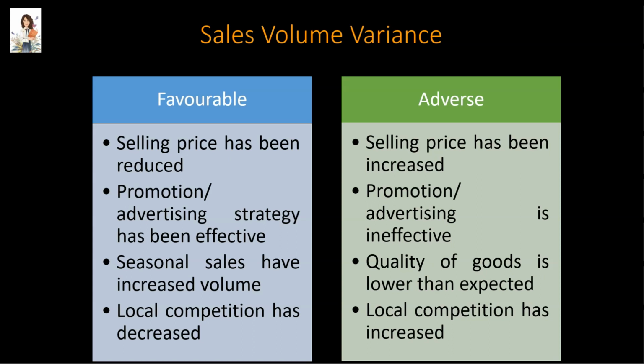On the other hand, if sales volume variance is adverse, the possible causes could be a rise in the selling price, an ineffective marketing strategy, lower quality of goods than expected by the customers, or an increase in local competition leading to a lower market share.